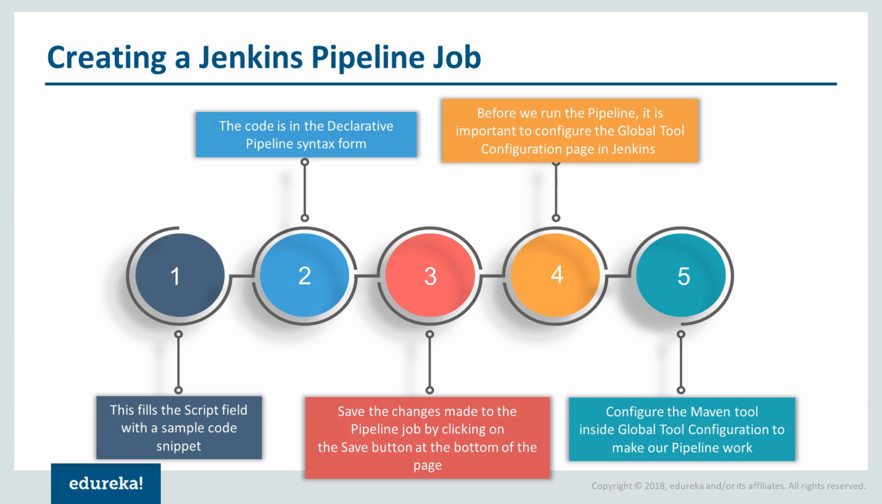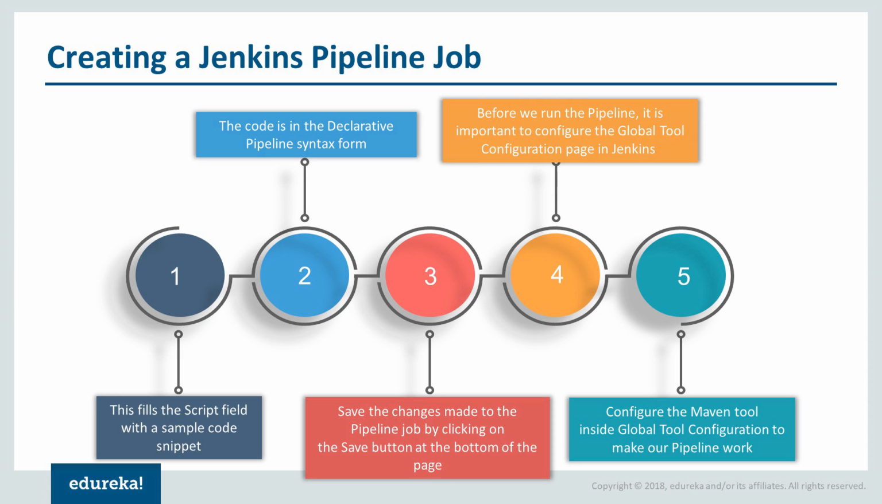Creating a Jenkins file, as we have seen, or the Jenkins pipeline job is, again, as I said, very easy. The first step would be to fill the script field with a sample code. You put a snippet of code over there and you test it. The code is in the declarative pipeline syntax form. So if you have worked on YAML or JSON, it's very similar to that, where you just declare a bunch of things, what exactly it should be. And it's actually even easier than JSON code.